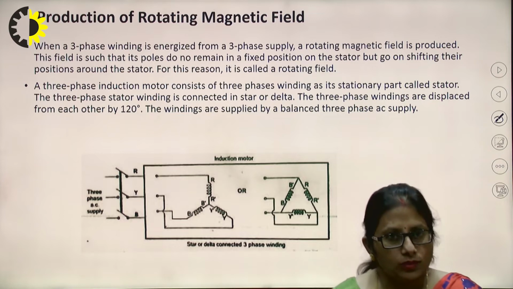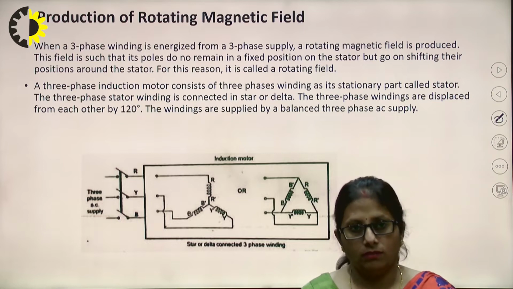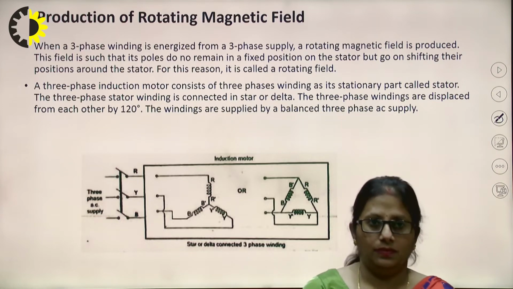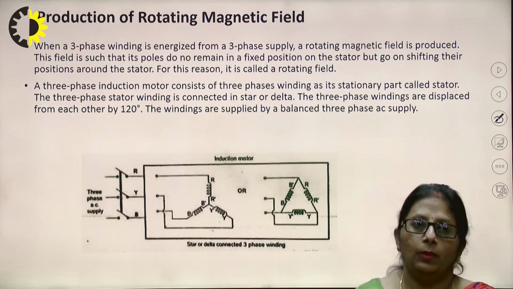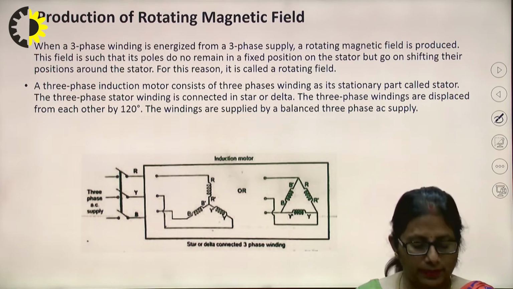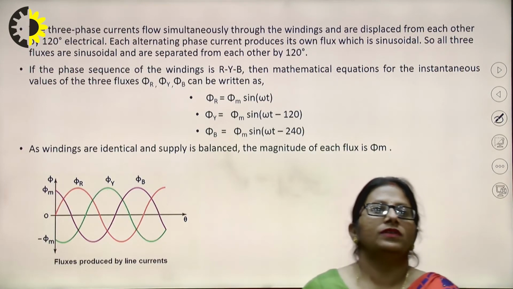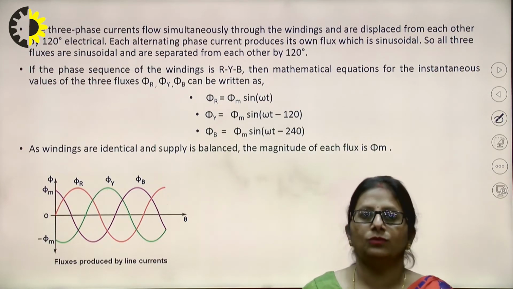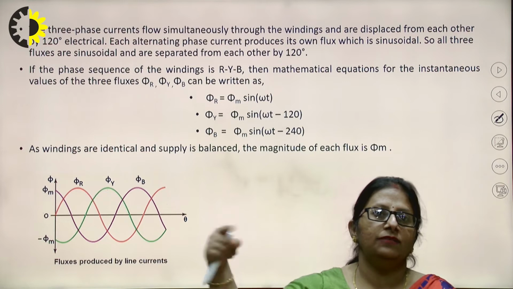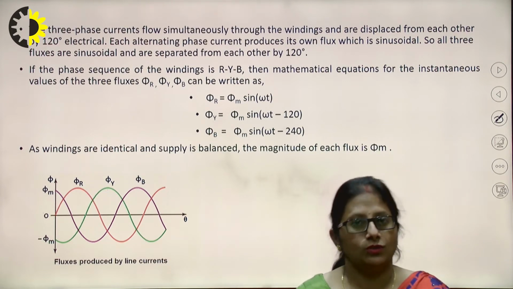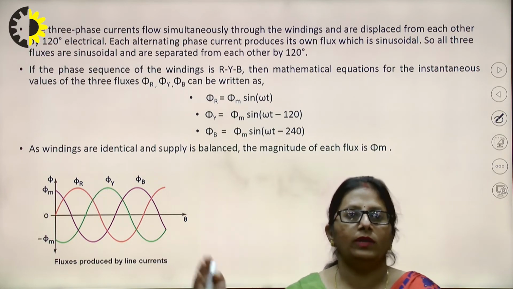A three-phase induction motor consists of a three-phase winding as its stationary part, called the stator. The three-phase stator winding is connected either in star or in delta. The three-phase windings are displaced from each other by 120 degrees, right? So when it is supplied from a balanced three-phase AC supply, then the three-phase currents flow simultaneously through the windings and are displaced once again by 120 degrees, right? Each alternating phase current produces its own flux, which is also sinusoidal. So all the three fluxes are sinusoidal and are separated once again by 120 degrees, right?